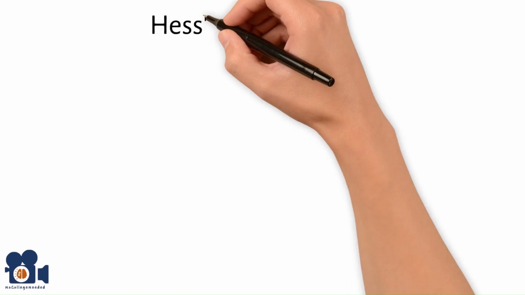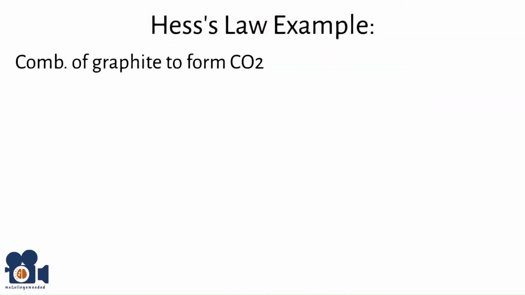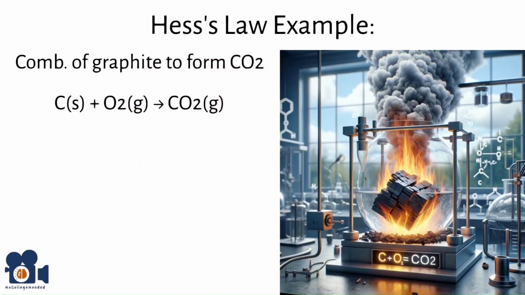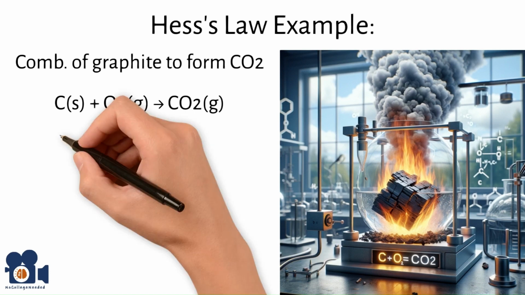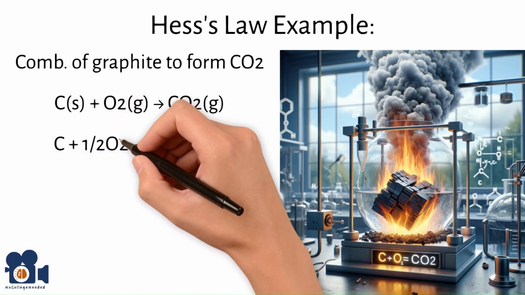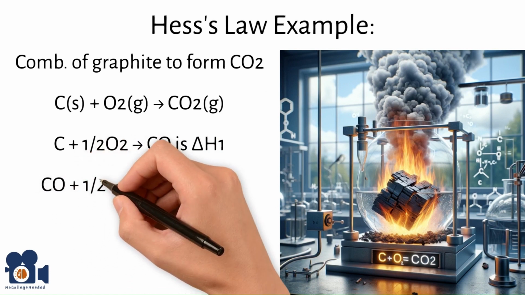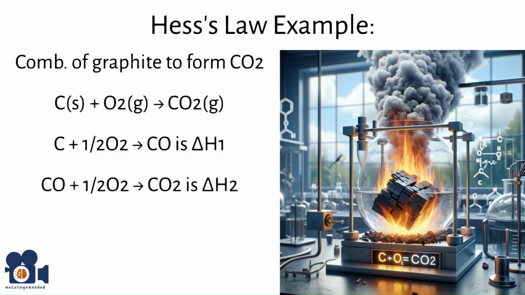An example of Hess's law is in the combustion of graphite to form carbon dioxide, C solid plus O2 gas going to CO2 gas. Direct measurement of this reaction's delta H might be challenging. However, if the delta H for the formation of carbon monoxide from C and the delta H for the oxidation of carbon monoxide to carbon dioxide are known, these reactions can be combined to represent the total overall reaction. C plus 1/2 O2 going to CO is delta H1. CO plus 1/2 O2 going to CO2 is delta H2.